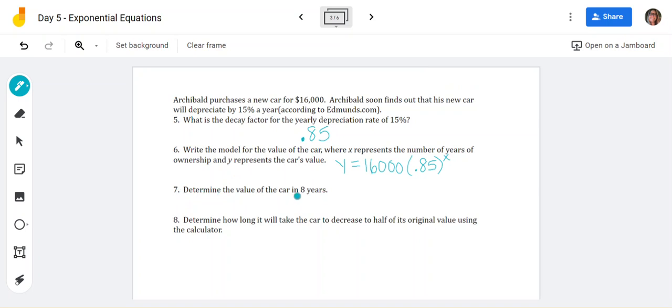So determine the value of the car in 8 years. That's an x value. So 16,000 times 0.85 to the 8th power. Type that in a calculator, and it would come out to be $4,359.85.